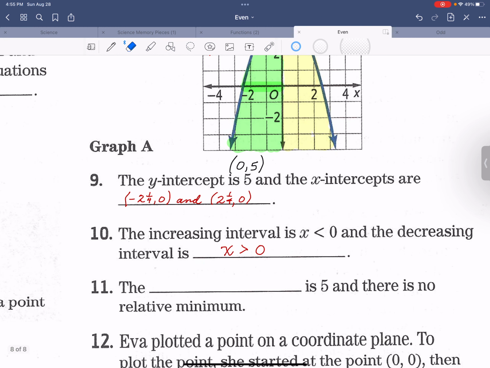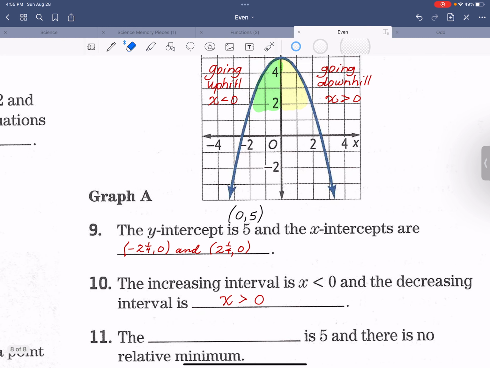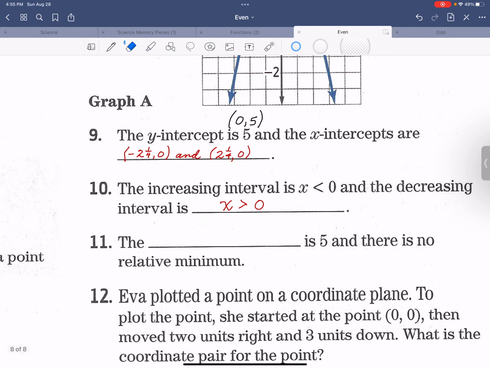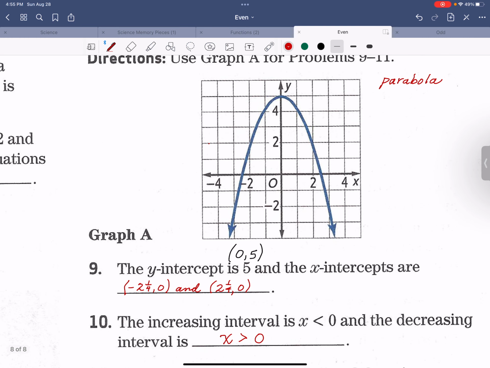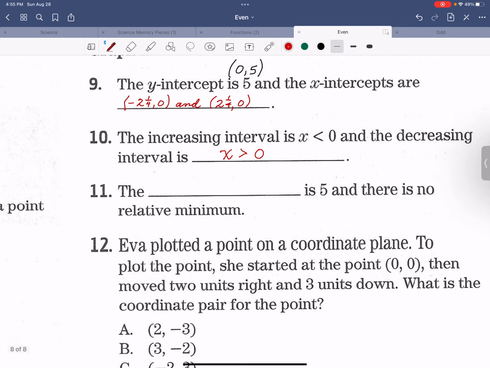Number 11. I don't remember this, and I know I didn't sleep through it, but I'll look back and see. The blank is 5, and there is no relative minimum. 5 is the highest point. It's the peak of the graph. So this is called the relative maximum.